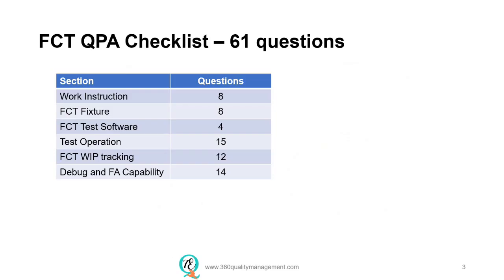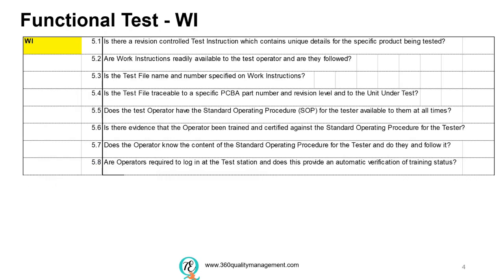There are 61 questions in the FCT QPA checklist, and the subsections are the work instruction of the FCT test, the FCT fixture, the FCT test software, the test operation itself, and also the FCT WIP tracking and the debug and FA capability.